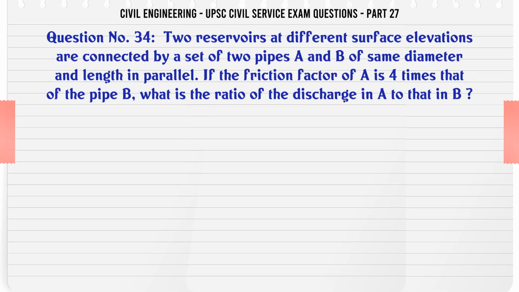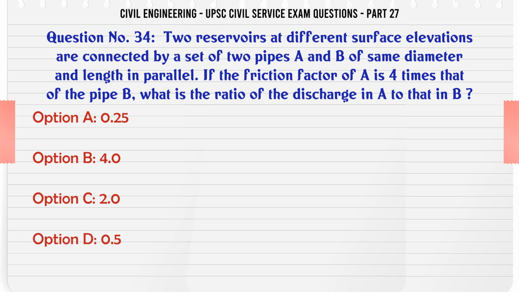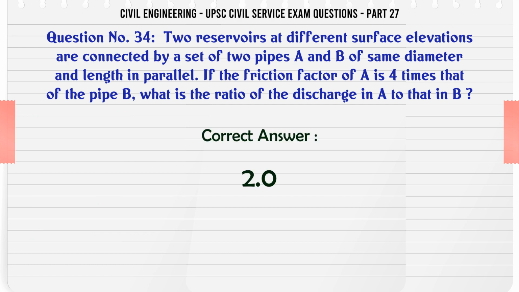Two reservoirs at different surface elevations are connected by a set of two pipes A and B of the same diameter and length in parallel. If the friction factor of A is 4 times that of pipe B, what is the ratio of the discharge in A to that in B? A. 0.25, B. 4.0, C. 2.0, D. 0.5. The correct answer is 2.0.